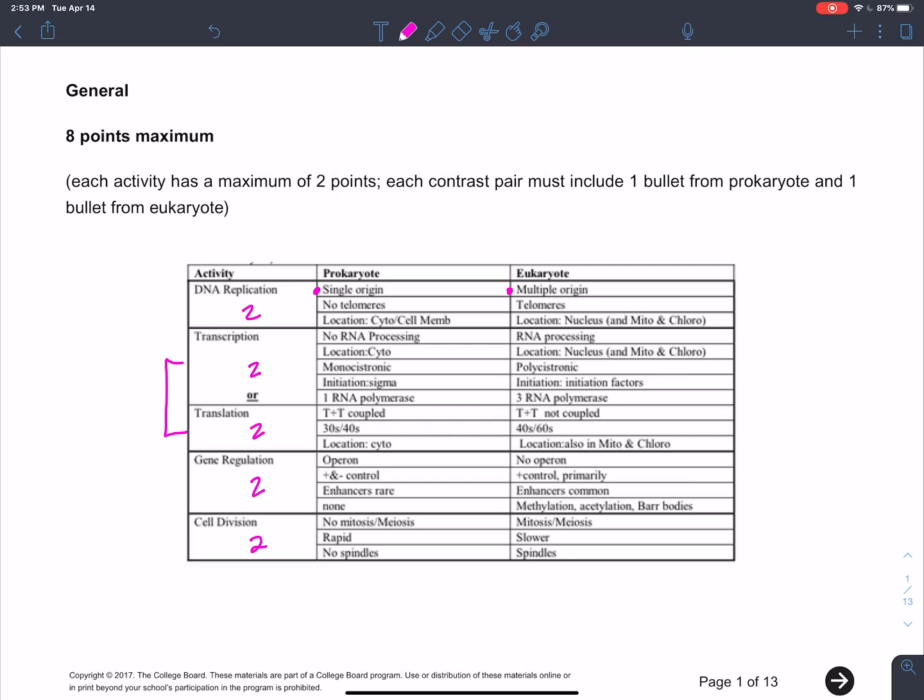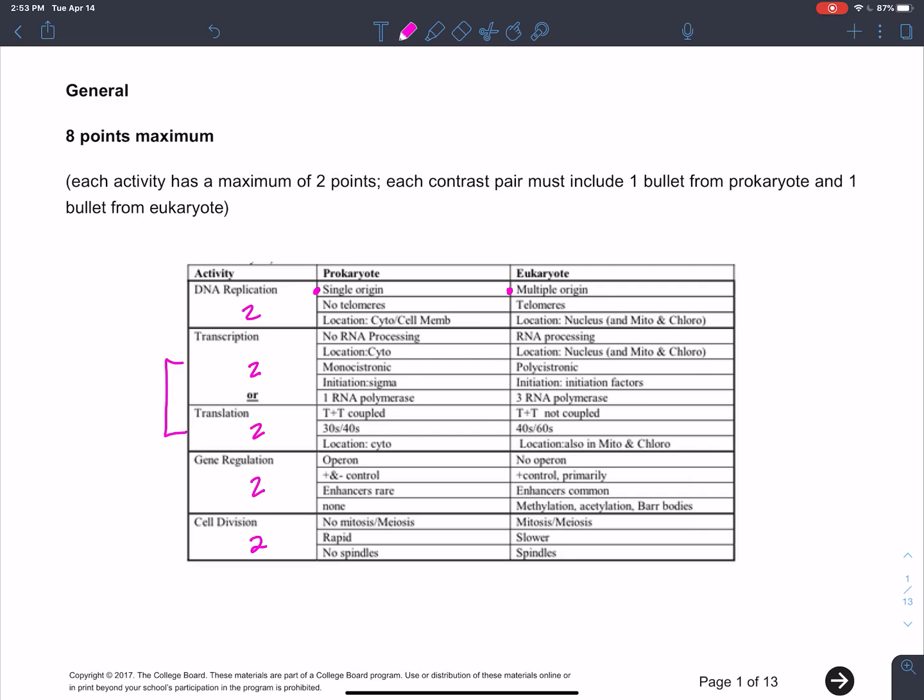Location, once again, you have to be specific. You can't just say the location is cytoplasm versus something else and expect it to apply to everything. You have to specify for each process.